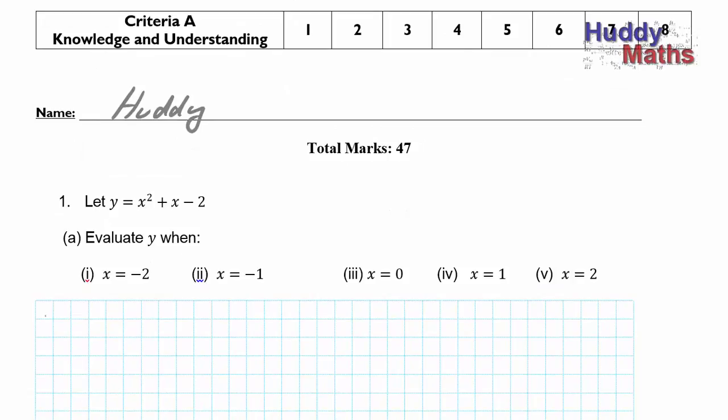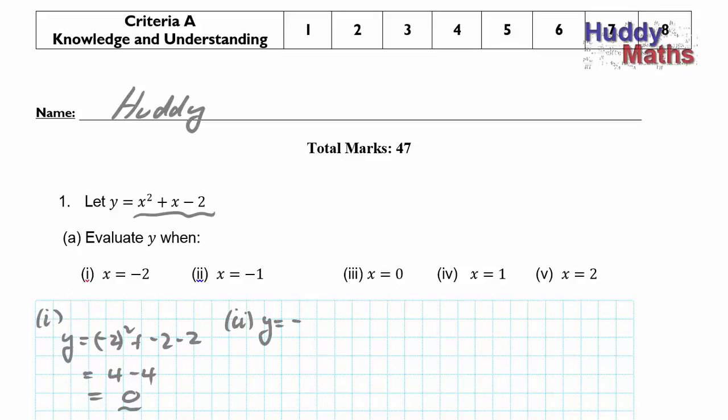So in part 1, I'm going to put x equals -2 in the formula, so y will equal -2 squared, putting it in place of x up here, plus -2 take 2, so that's going to come to 4 take 4, which is 0. You get that one? Okay, part 2, putting in x is 1, so y would be 1 squared, take 1 take 2, which is going to be -2.